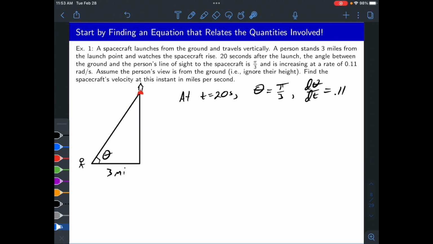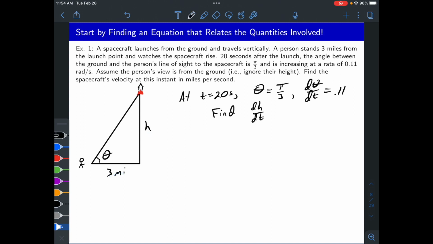The only one that's really going to be important here is the height of the rocket, because we're asked to find the spacecraft's velocity at this instant in miles per second, and it's traveling vertically. So we're really asking what dh dt is equal to. The problem is asking us to find dh dt. So we'll just label this, and this is a sufficiently good diagram for our needs.